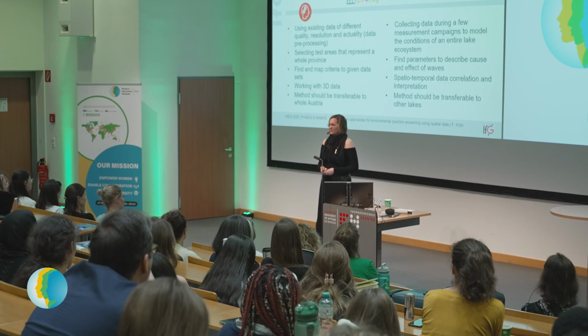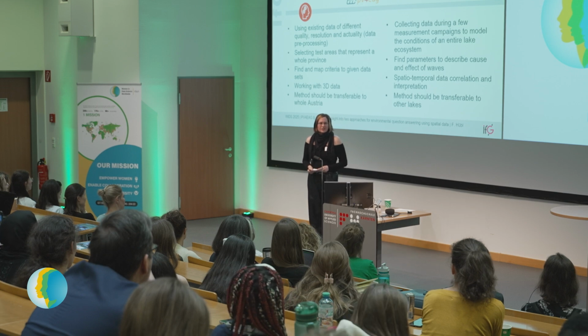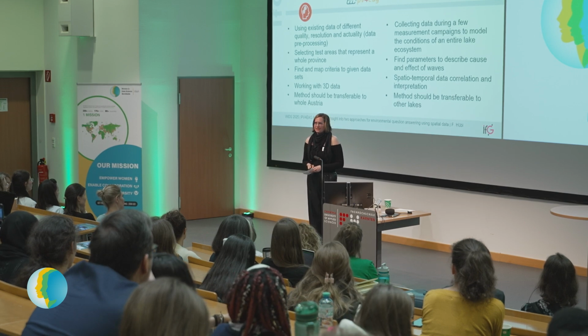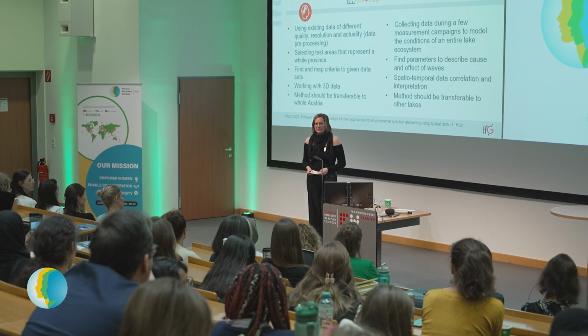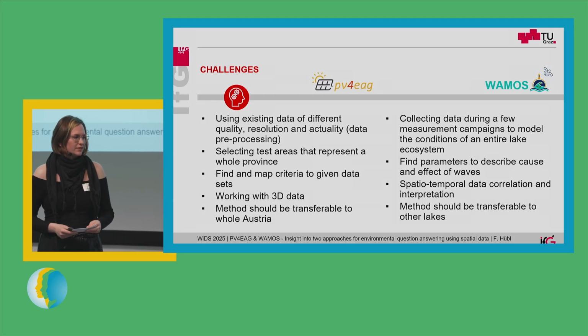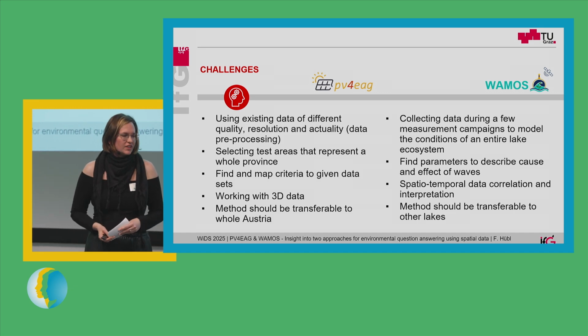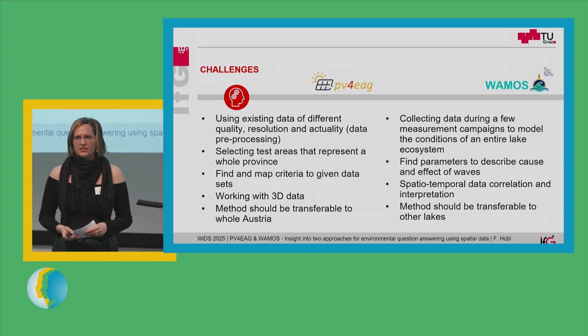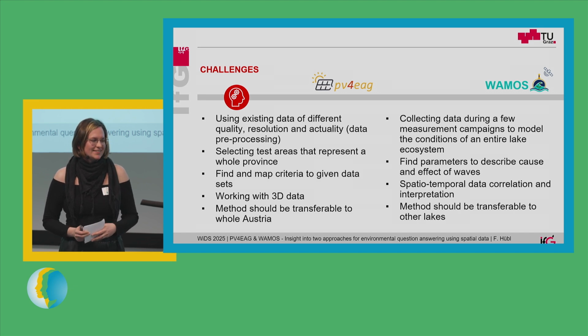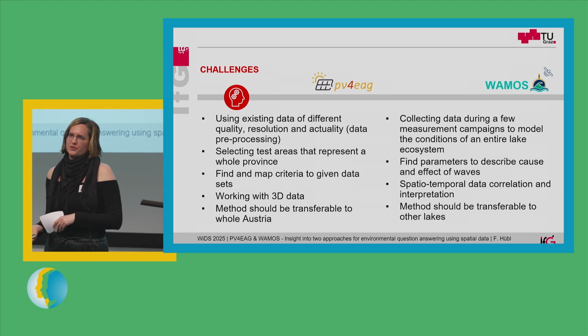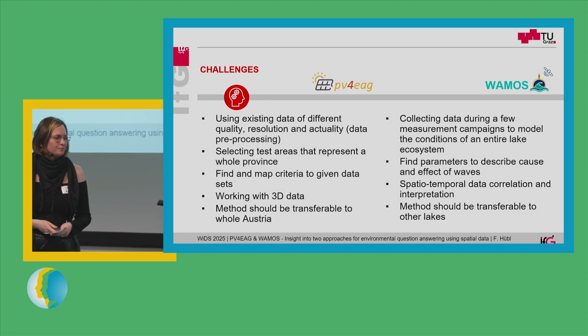So what are the challenges for each project? Well, for PV4EAG, it is, of course, using existing open data and pre-processing the whole data, and also selecting a test area that is representative, and also finding and mapping the criteria for PV types. And also working with 3D data is a small challenge here. And of course, it should be somehow transferable for whole Austria.